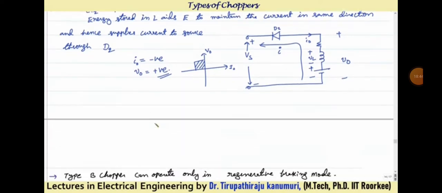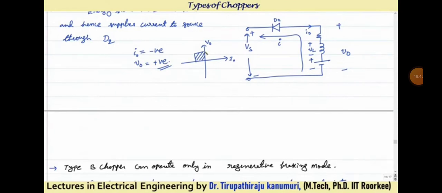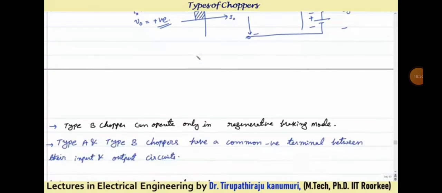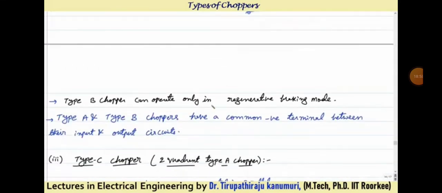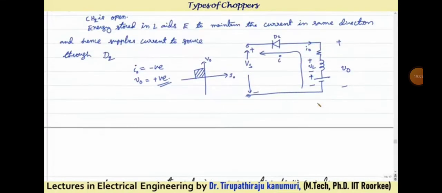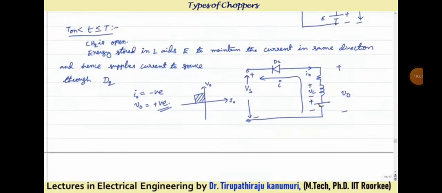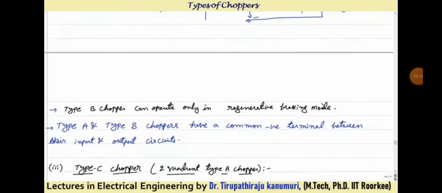Here you can see the operation is happening in the second quadrant. Voltage is either positive or 0, but the current is always negative. As the current is negative, it is in the second quadrant of operation. So this type B chopper can operate only in the regenerative braking mode. You can see the power is not supplied from the source to your load; power is supplied only from your load to the source. Only one way transmission is there. Power is always negative, which means it can be used only for regenerative braking mode.